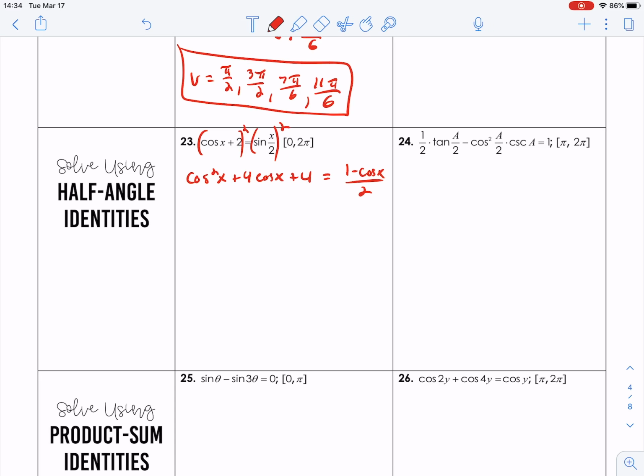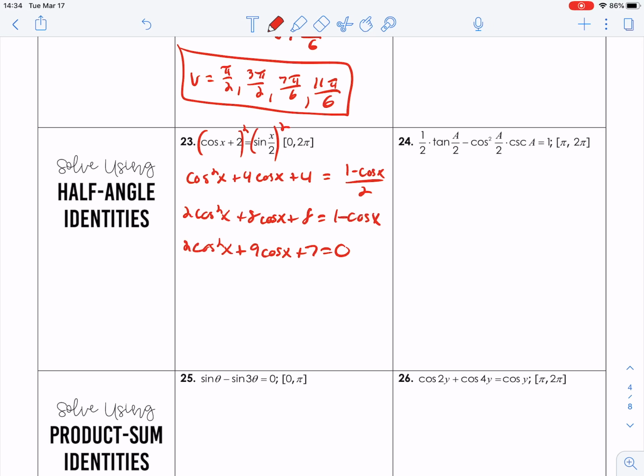Makes things a little bit easier, so we can multiply both sides by 2. We get 2 cosine squared x plus 8 cosine x plus 8 equals 1 minus cosine x. Get everything on one side, set it equal to 0. So we add cosine x and subtract 1. So we get 2 cosine squared x plus 9 cosine x plus 7 equals 0. Oh boy.